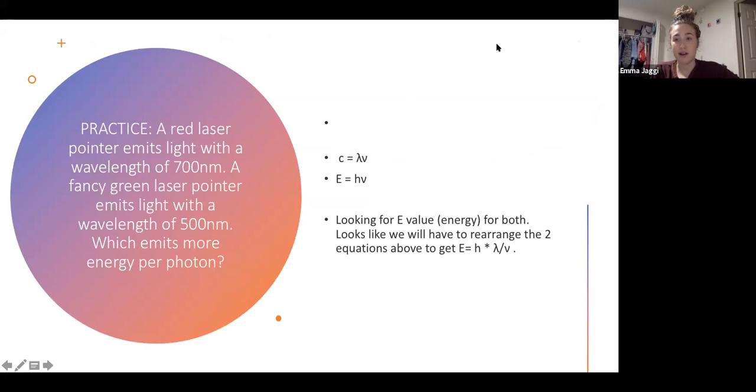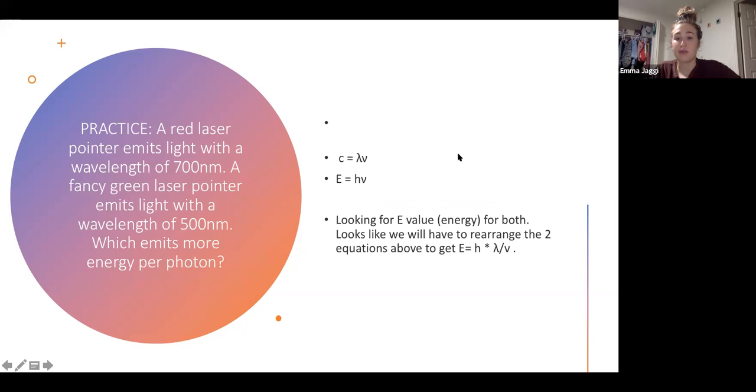And here is another practice problem. These are important. A red laser pointer emits light with a wavelength of 700 nanometers. A fancy green laser pointer emits light with a wavelength of 500 nanometers. Which emits more energy per photon? So we're looking for energy. That's what it's asking us for, and that's what I said right here. We're looking for the E value for both.